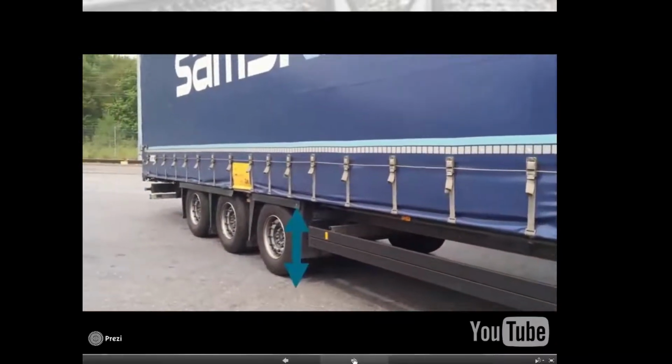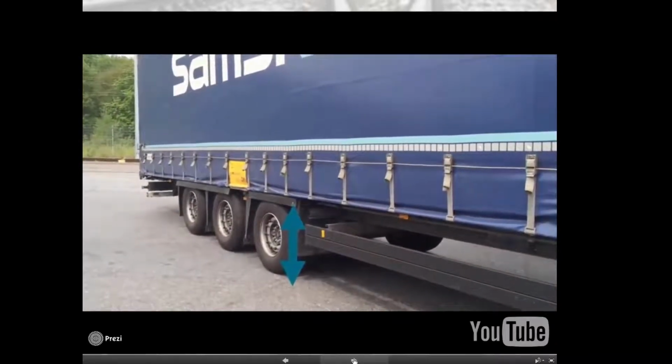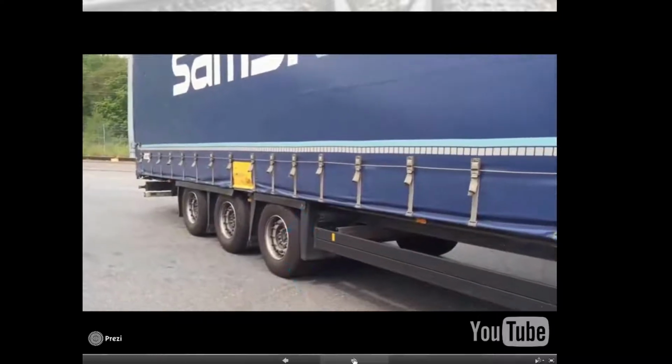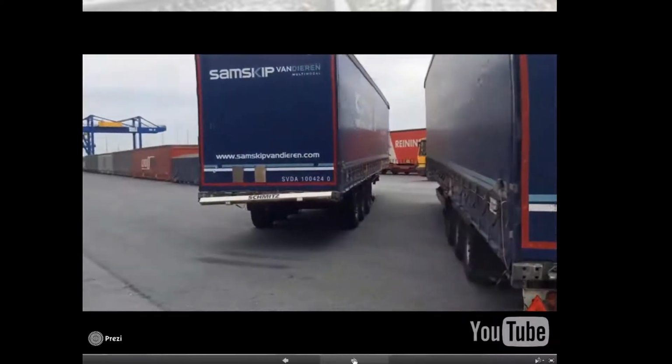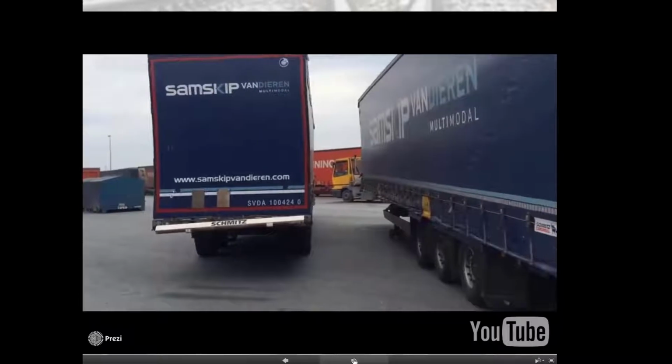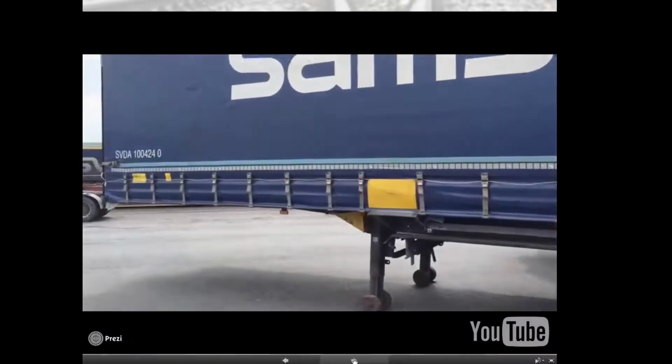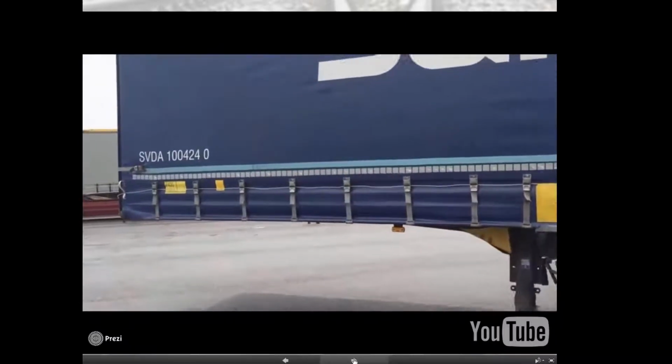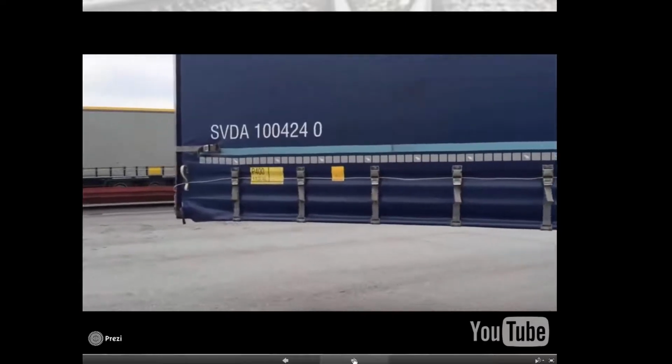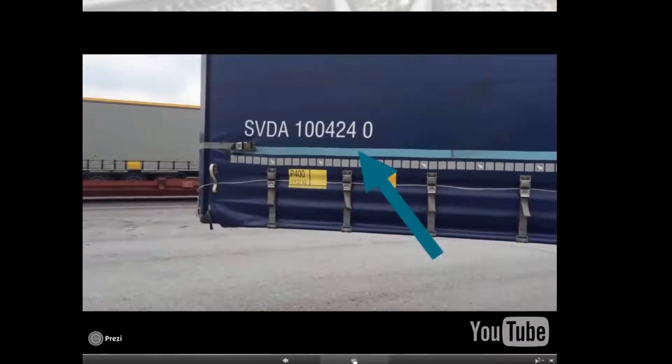Compared to a standard trailer, the wheels of a mega trailer are smaller. Let's walk around the trailer. Here we see a standard trailer. The ILU code for our standard trailers always starts with a 1.